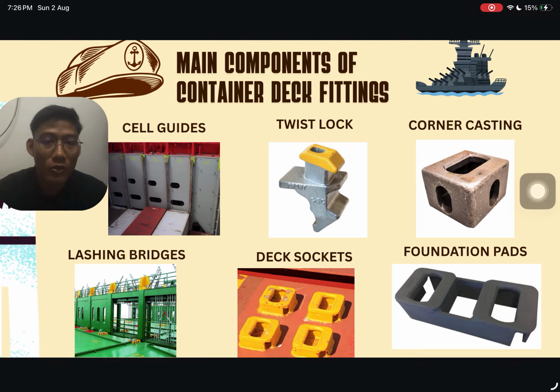So moving on to lashing bridges, this structure provides a higher point for attaching lashing equipment, especially for containers stacked on deck. This helps to improve the overall securing of the containers. So next, we have deck sockets. These fittings are installed on the ship deck and are used as attachment points for lashing rods. They help to hold the container firmly in position.